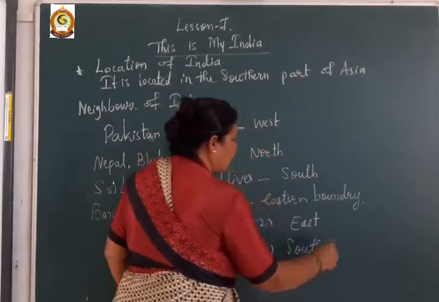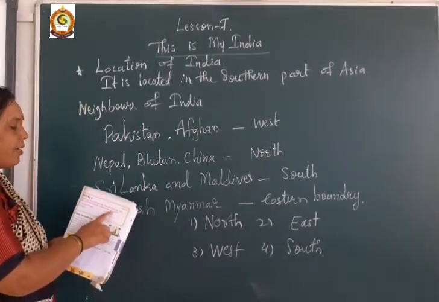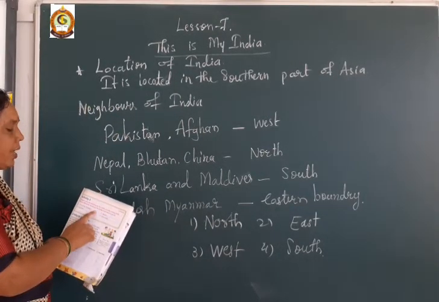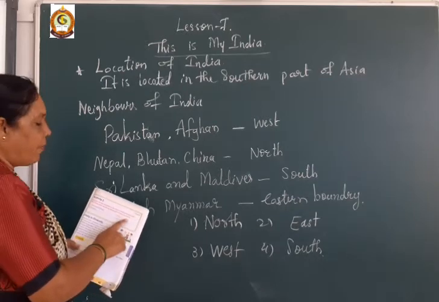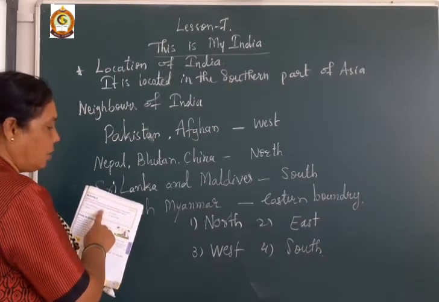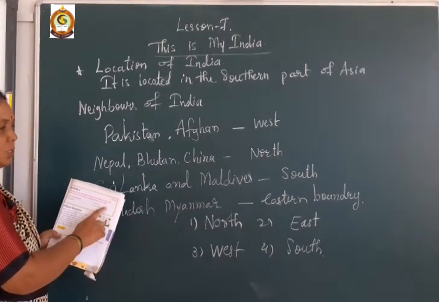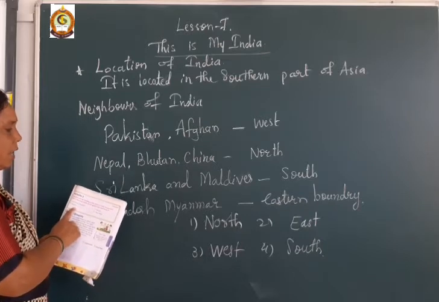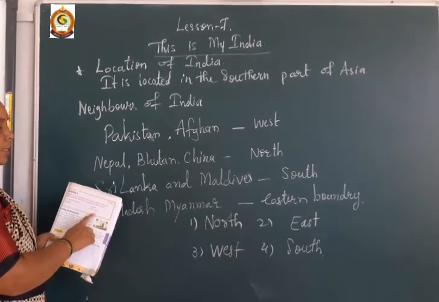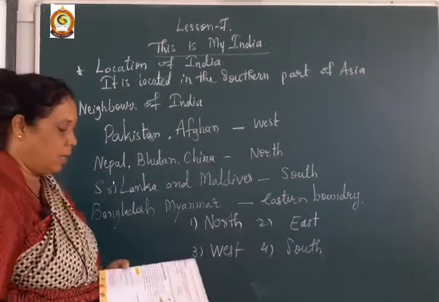Understand, dear student? You have to complete this activity. So imagine you are standing in the center of India facing the north. Which direction would you be going if you go to Himachal Pradesh? This is to the north. You should write here north. Second Assam, this is to the east. Gujarat to the west. Tamil Nadu to the south. You have to complete this activity.